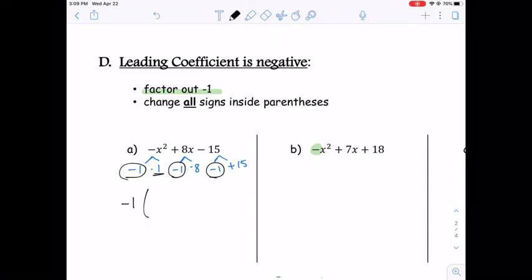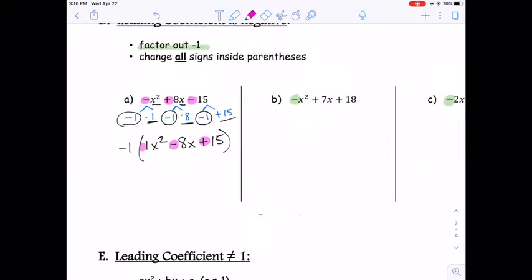I'm left with a positive 1 x squared, a negative 8x, and a positive 15. Notice that all these signs just changed. I had a negative x squared. Now in here, I have a positive x squared. I had a positive 8x. It became a negative 8x. I had a negative 15. It became a positive 15. When you factor out a negative 1, all those signs will change.